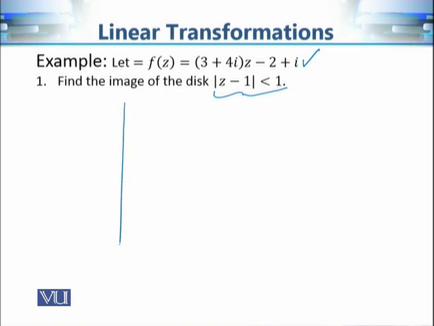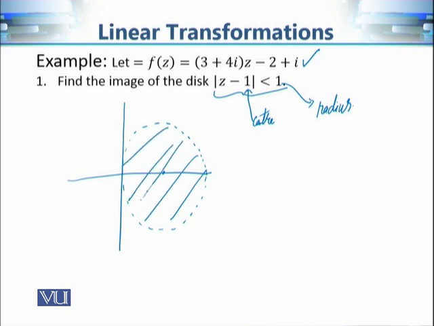And what is the center of this disk? The center of this disk is 1, and the radius of this open disk is 1. So this is 1, let's say this is 2. So basically this is the following open disk. The boundary is dotted because the boundary is not included, but the inside of this disk is included.